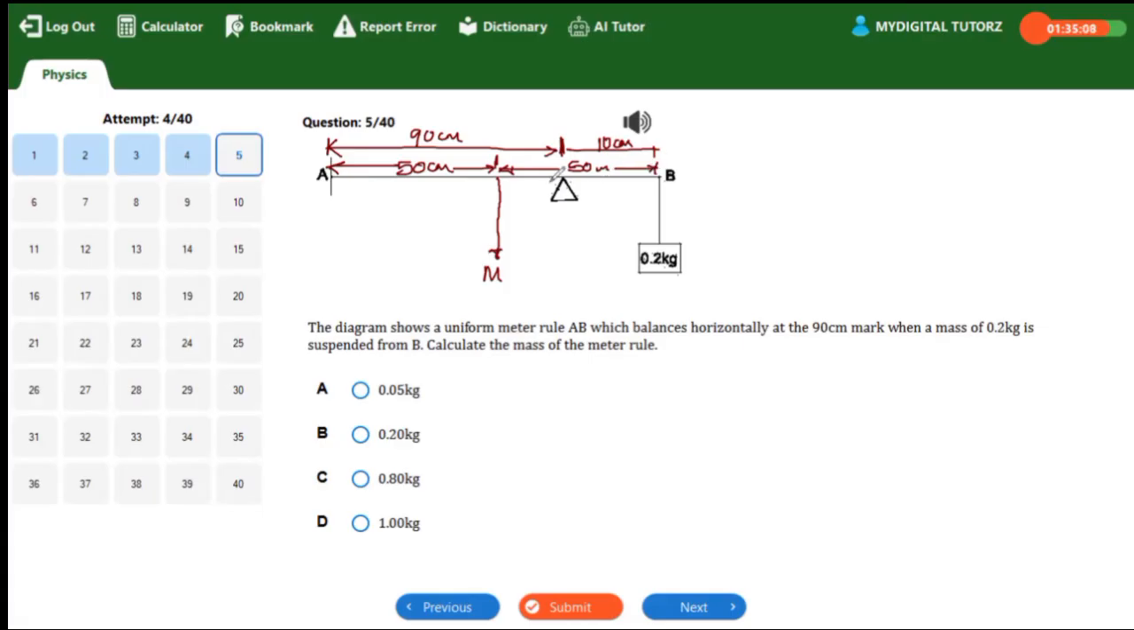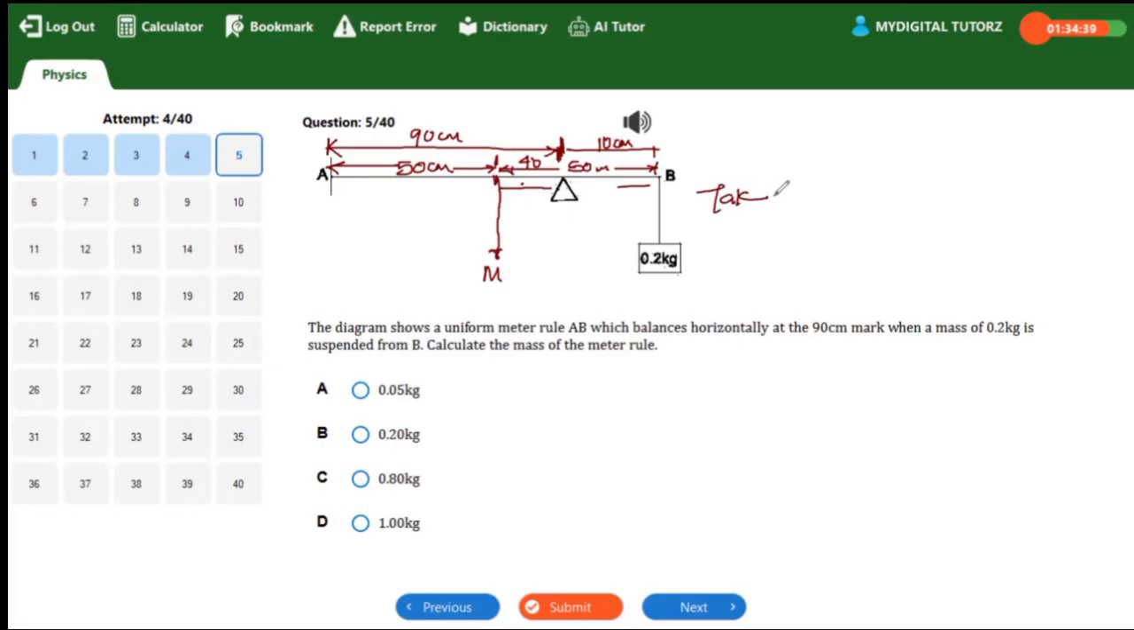So if this is accepted, then if from here to here is 90 and from here to here is 50, what will be from here to here? So we assume it is 40, right? Yes, we assume it is 40. So if it is 40, we have gotten our perpendicular distance, 40. The perpendicular distance here is 10. So we can now find the moment about the pivot.